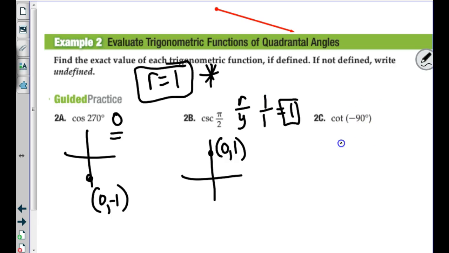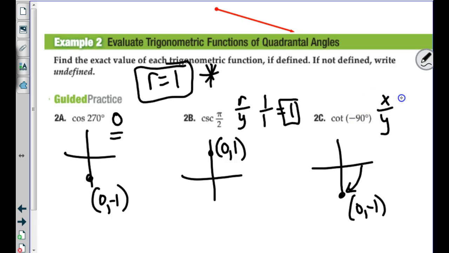Okay, the cotangent of negative 90. Negative 90 degrees is down here. So we're back at 0, negative 1. Cotangent. Well, tangent is y over x or sine over cosine. So cotangent is x over y or cosine over sine, which is 0 over negative 1. Guys, I don't know how to help you, but when the 0 is underneath, it is undefined.